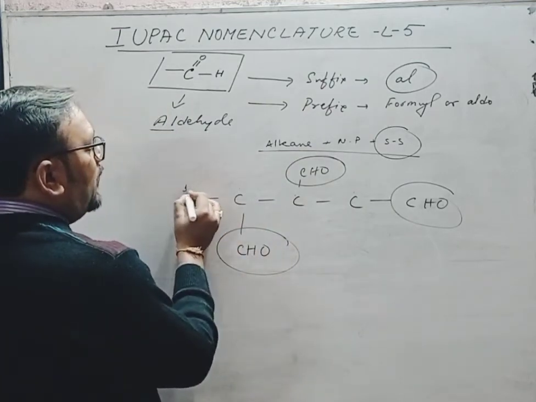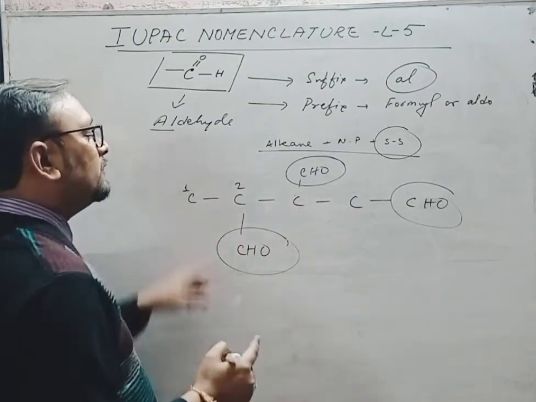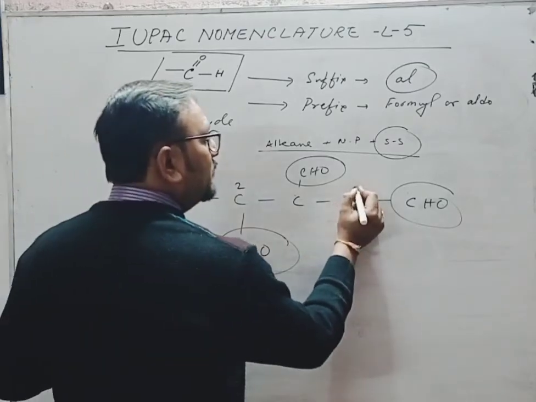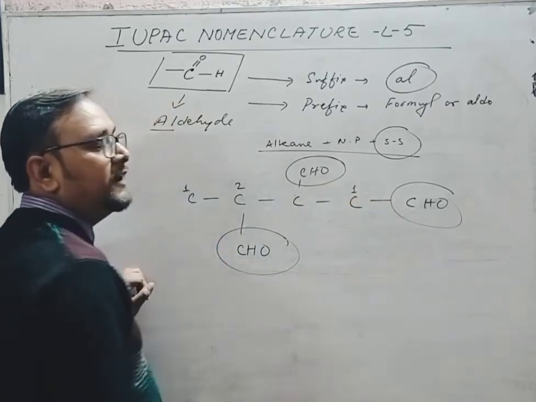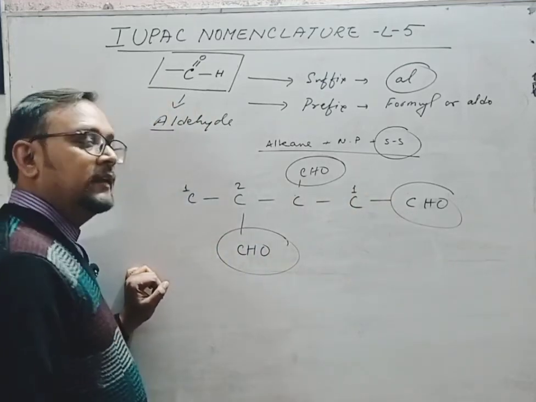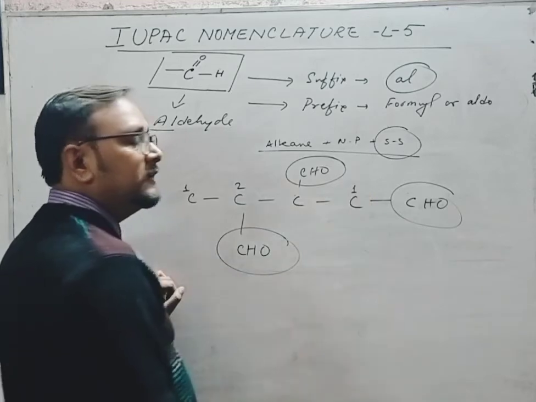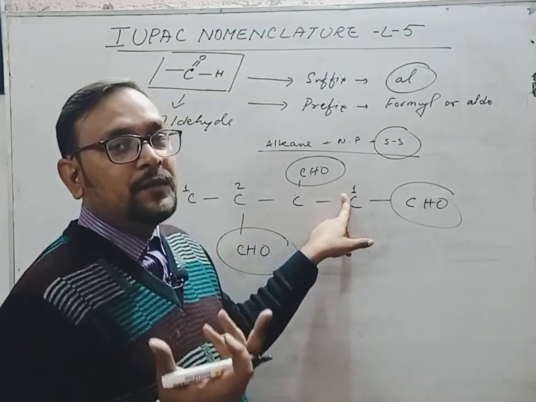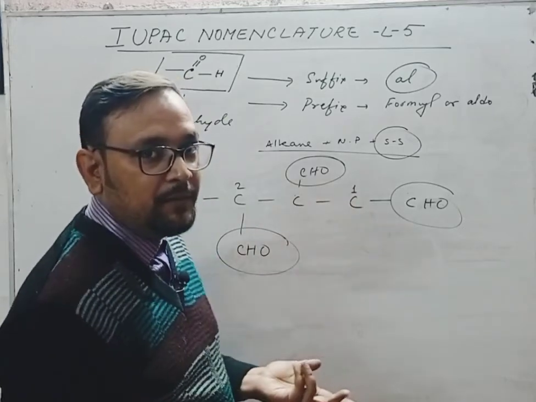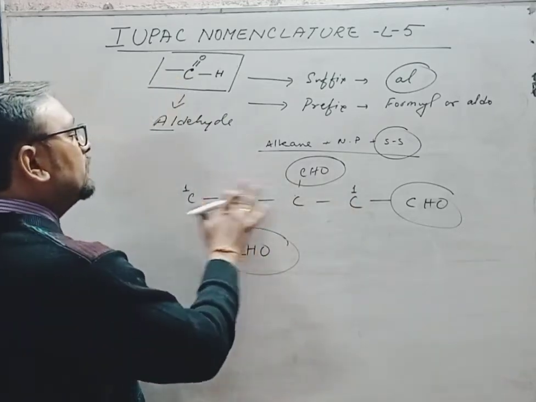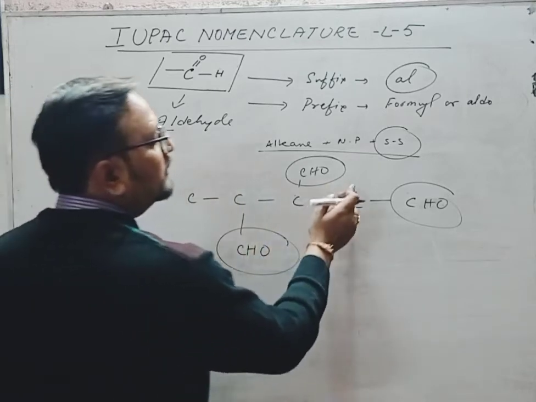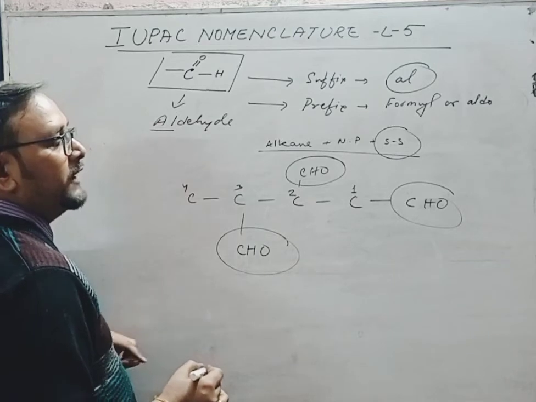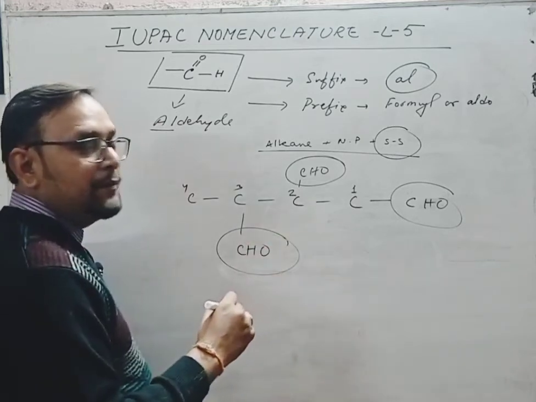Now if I start numbering from here, 1, 2, see, the first substituent is coming at the second position. And if I start numbering from this side, then I get the first substituent at the first position. Then I will go by this numbering only, because since the first locant is minimum, the rest of the locants will also be minimum. That is common sense. So without wasting time, we will start from here: 1, 2, 3 and 4. Right?